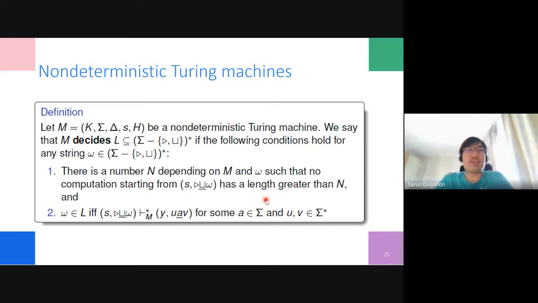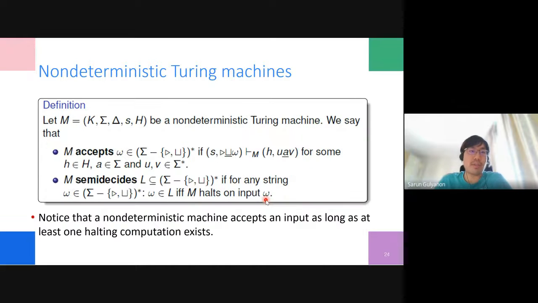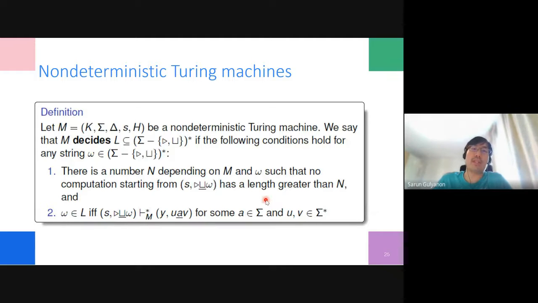Here we will look at the non-deterministic Turing machine, but this time we define the decide. In the previous slide we looked at the semi-decide. Now we want to define the decidability. Let M be a non-deterministic Turing machine. We say that machine M decides this language if the following conditions hold.